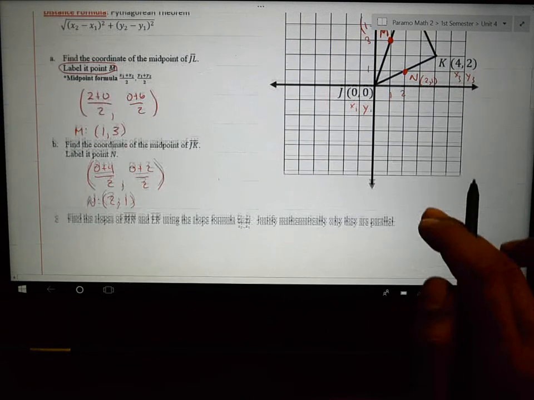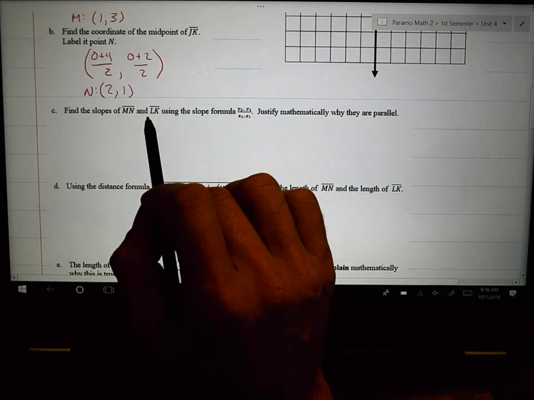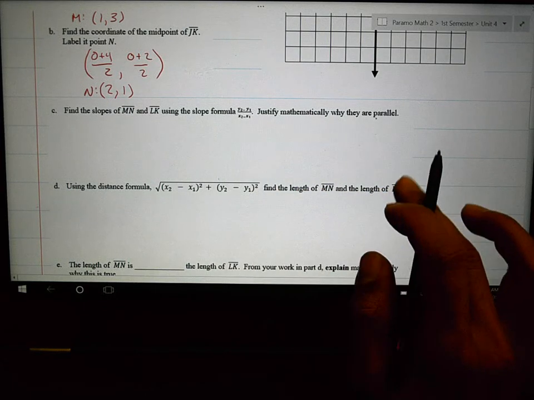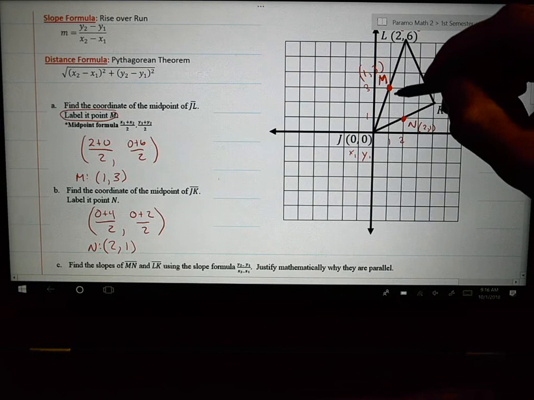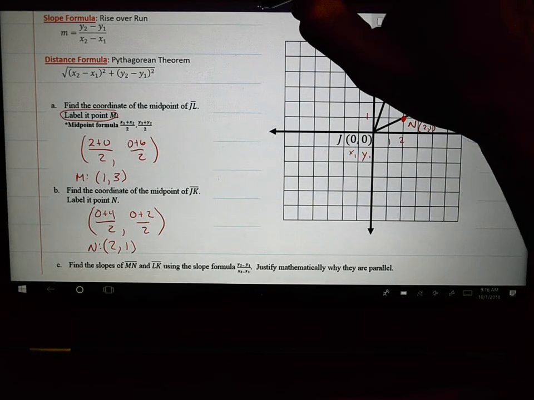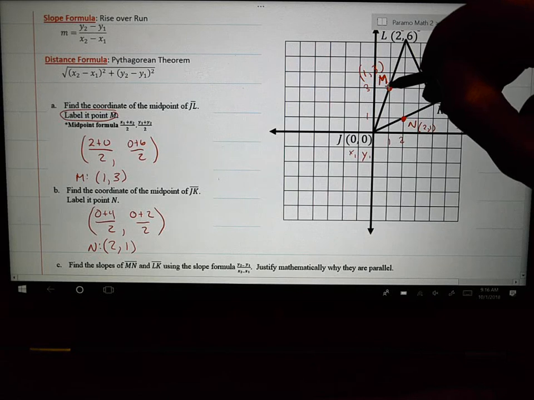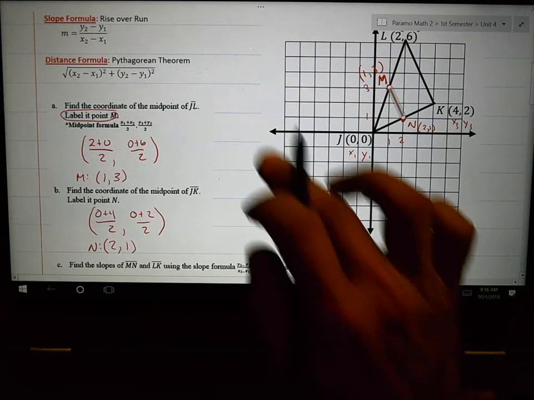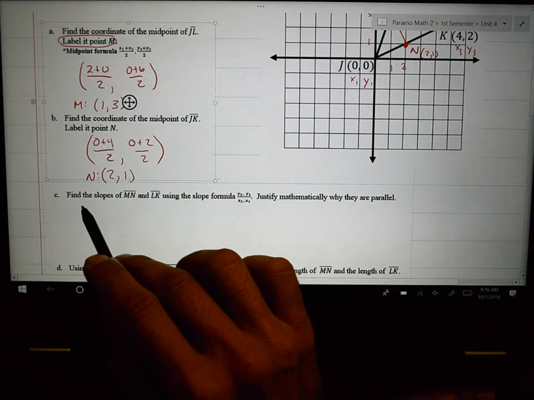The next thing it asks us to find is the slope of MN and LK using the slope formula. Justify mathematically why they are parallel. Well, we got to find the slope of MN. I'm going to draw MN. If you didn't know what MN looked like, here is the line. I'm going to draw a nice straight line with this computer. There's MN.